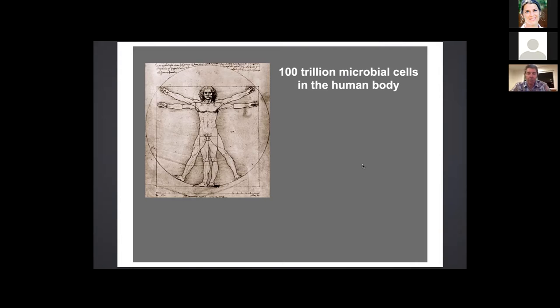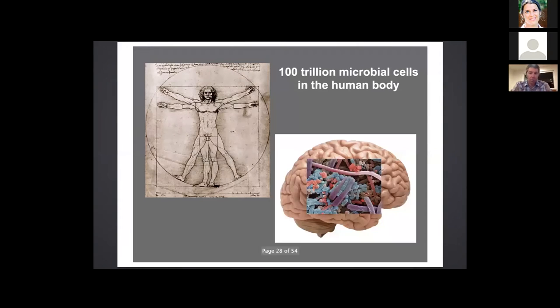And our body is filled with microbes. So you have about 100 trillion microbial cells in the human body. Okay, 100 trillion, what does that mean? So if you add up the mass of these microbes, and it's primarily bacteria, it's about the same weight as your brain.